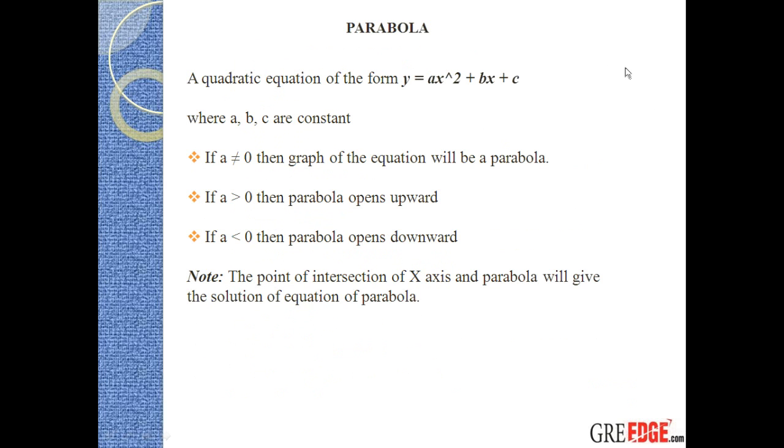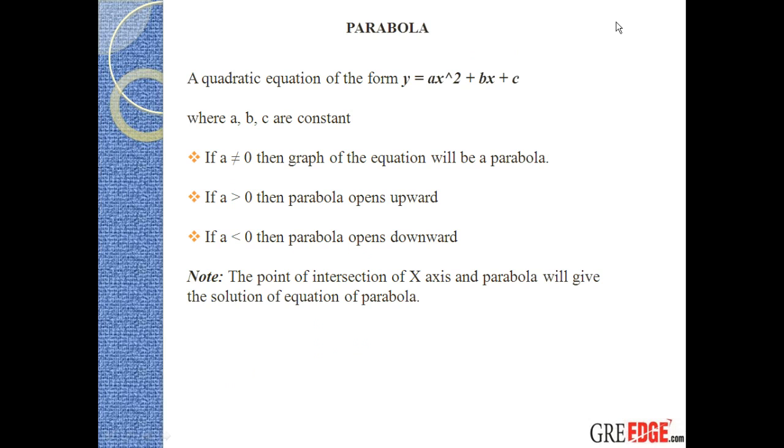Okay. So the straight line is represented as a linear equation, y is equal to mx plus c. The degree of x is 1 there. Now when the degree of x becomes 2, that is, it is a quadratic equation, y is equal to ax square plus bx plus c. Then it becomes a parabola.